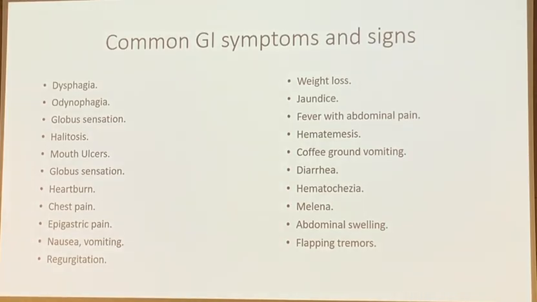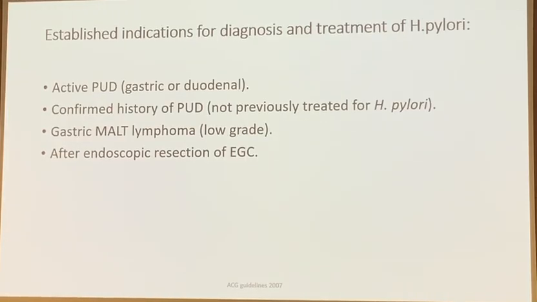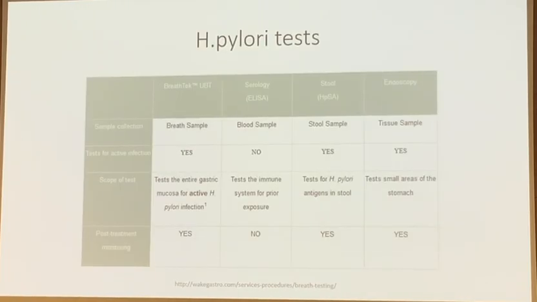So what are the established indications for diagnosing and treatment of H. pylori? One is active peptic ulcer disease. Two, confirmed history of peptic ulcer disease. Three is MALT lymphoma. And after resection of gastric cancer. These are the things where you have to check for H. pylori and treat it. How can I check H. pylori?